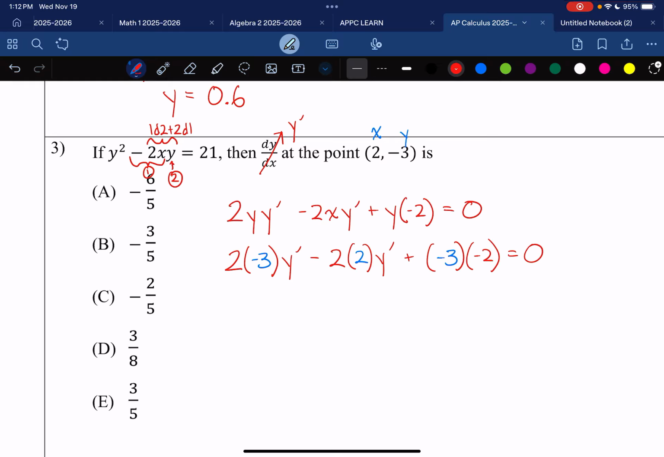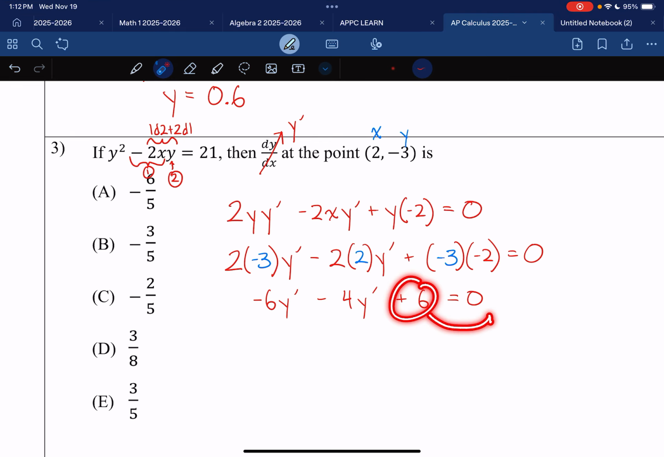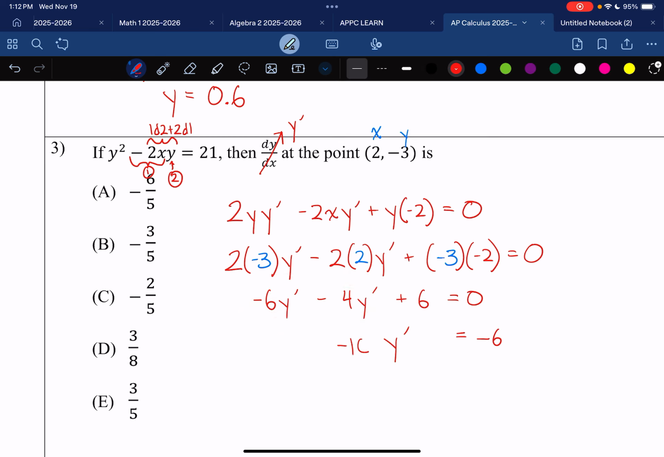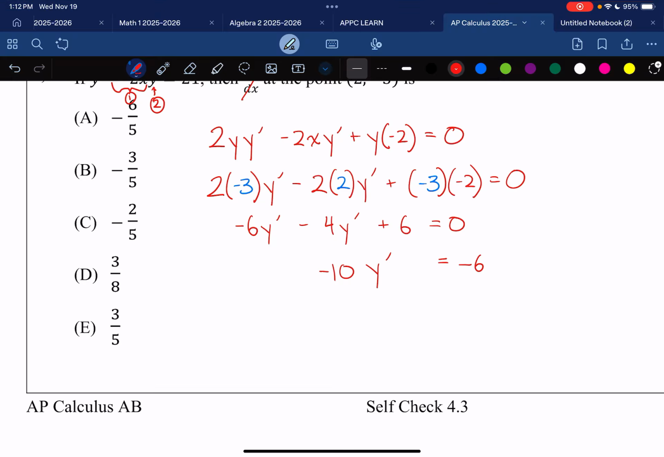All right, simplifying just a wee bit, we have negative 6 y prime minus 4 y prime, and this is going to be plus 6 is equal to 0. I'm going to do two things at the same time. First, I'm going to subtract 6 on both sides to bring that 6 to the right-hand side, so I'll have a negative 6 on the right-hand side. And I'm also going to combine like terms. These are both y primes, so I have a total of negative 10 of those y primes. And then from there, I'll divide both sides by negative 10 to get y prime is equal to a positive 6 over a positive 10, which reduces, because we can divide both the numerator and denominator by 2, to get 3/5.